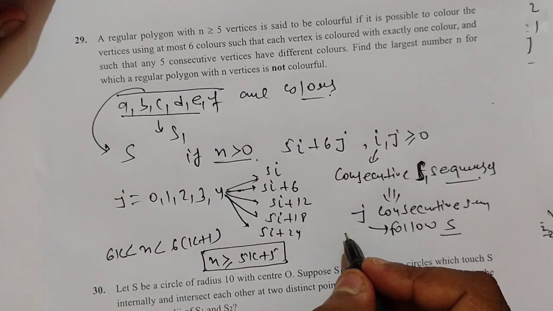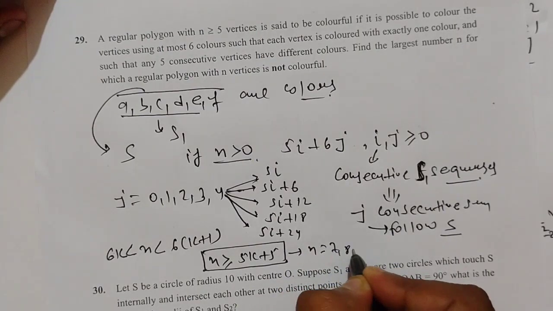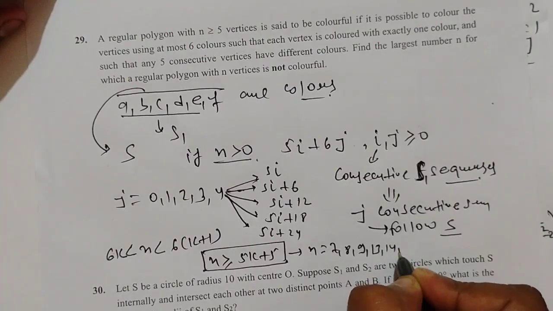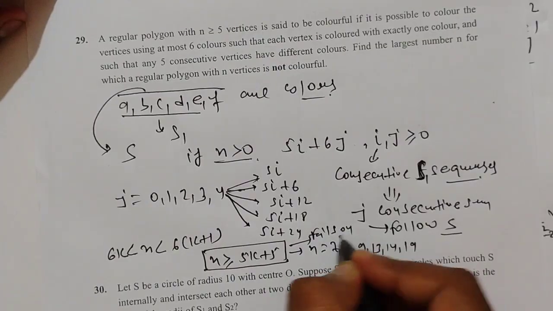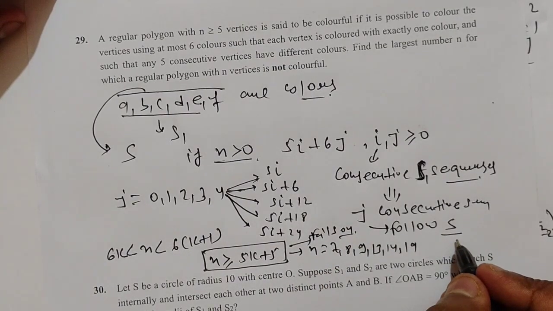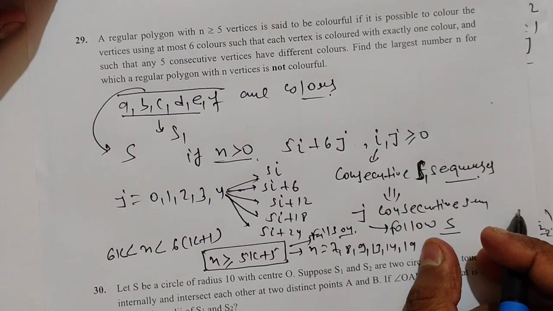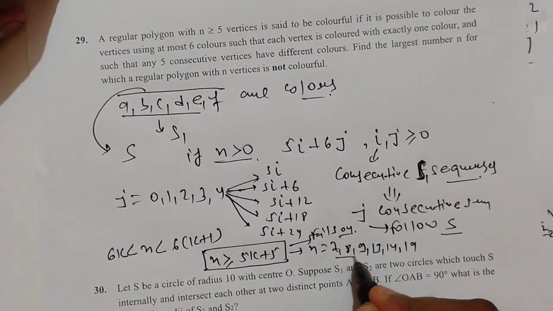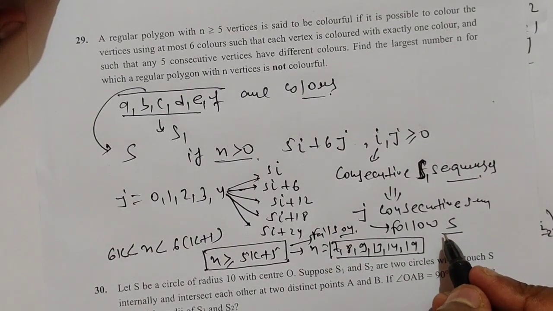So this inequality fails for n equal to 7, 8, 9, 13, 14 and 19. This fails, so this is also a contradiction. Hence a coloring is possible for n greater than or equal to 5 except 7, 8, 9, 13, 14 and 19. So we cannot use these numbers. So the final answer we have is 19.